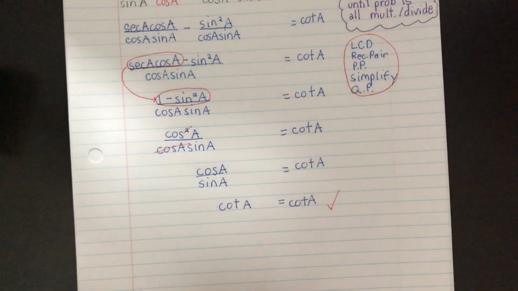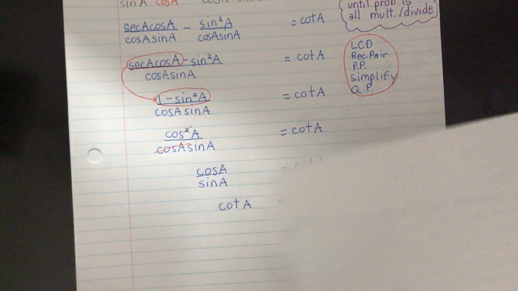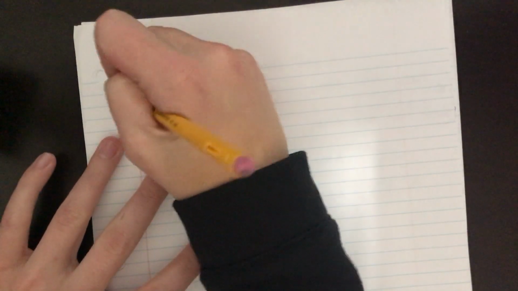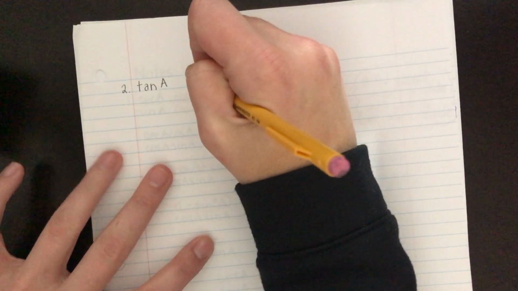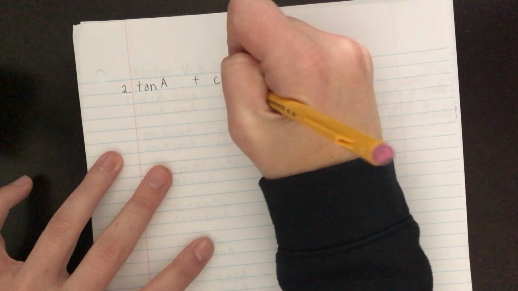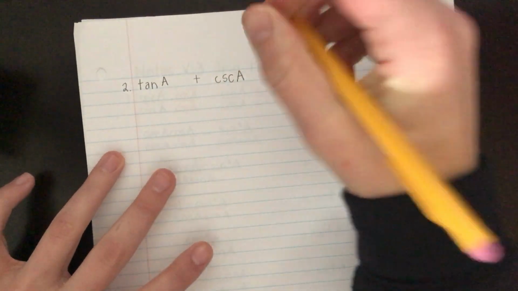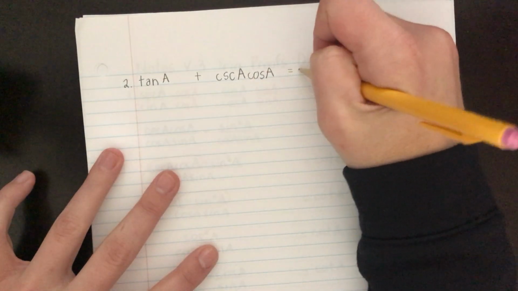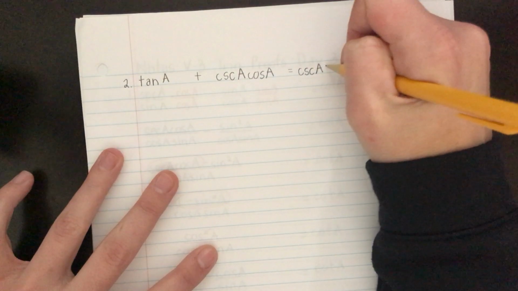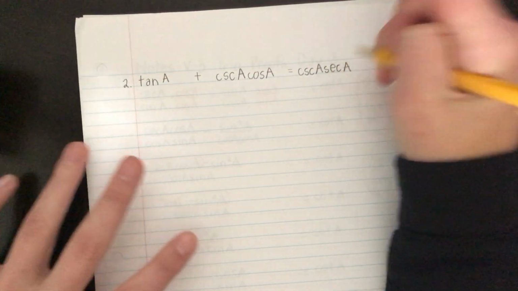Okay, so I think I'm going to need another sheet of paper for number 2. On number 2, we have tangent of A plus cosecant of A cosine of A should equal cosecant of A secant of A.